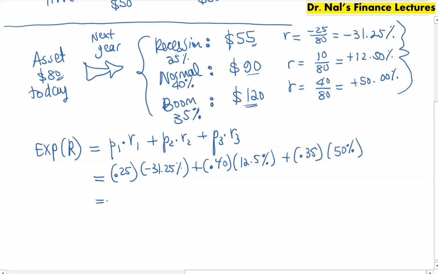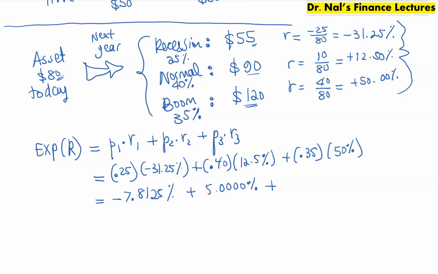Now we can just add up these numbers. I have a calculator in front of me. So 31.25 times 0.25, the first number comes out as minus 7.8125%, plus the second number, 12.5 times 0.4 is 5.0000%, and the last number comes out as 0.35 times 50, that is 17.500%.